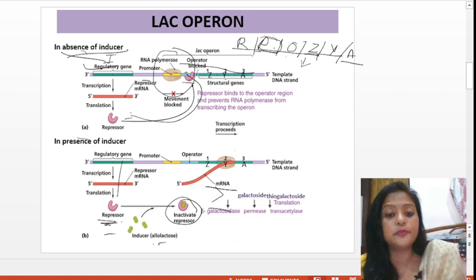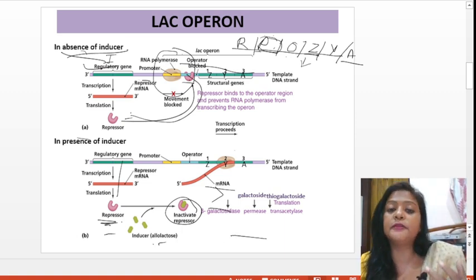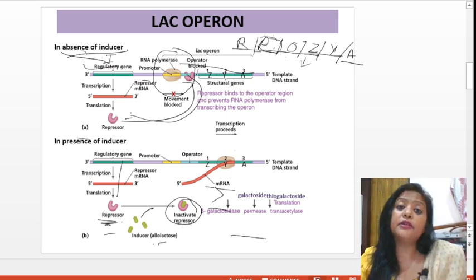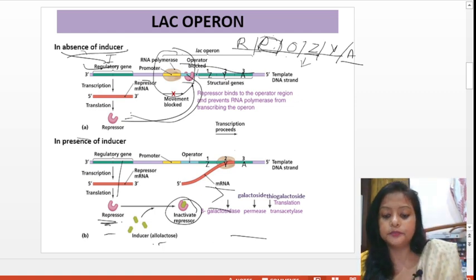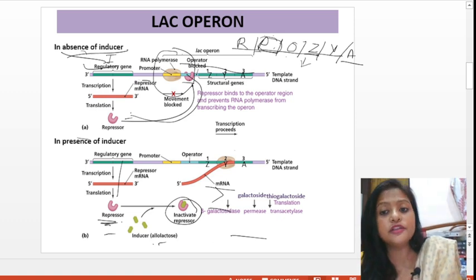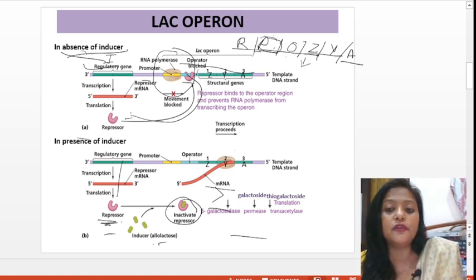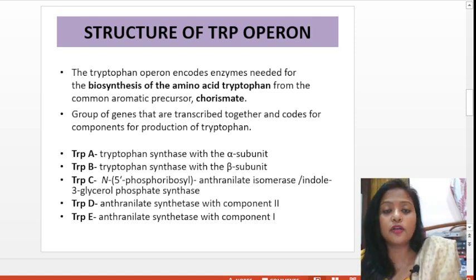So when the inducer is present, only then lactose metabolism will occur and the lac operon will be active. But when there is no inducer, then what will happen? The repressor protein will bind to the operator and block the expression of the gene. Okay, it will block the operator and thus there will be no expression of the gene, or regulation of gene expression. This is all about your lac operon.